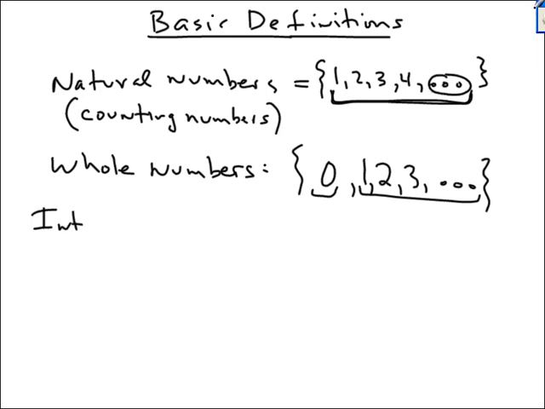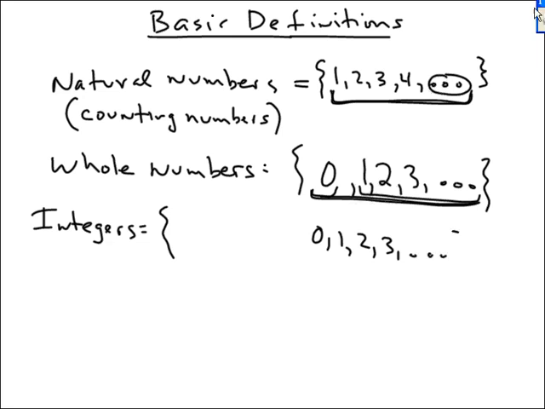Now, you have the integers. The integers contain all the whole numbers. They contain all of these numbers here. They contain 0 and 1 and 2 and 3 and 4 and 5 and 6 and 7 and 8 forever. It also contains -1 and -2 and -3 forever to the left. It contains 0. It contains the positive counting numbers and the negative counting numbers.